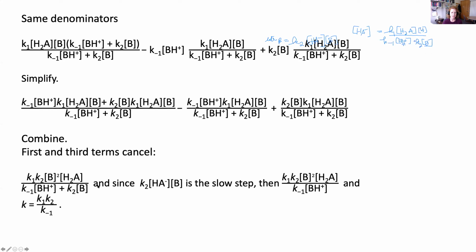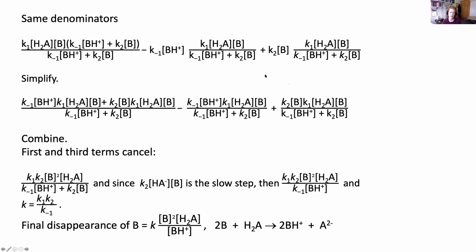We know that that second step is the slow step, so this K2 term is going to go away. And so then we end up with K1 K2 B squared H2A over K minus 1 BH plus. So this ends up being our rate for acids, for the acid reaction, if that makes sense. So again, I don't think you need to do the unnecessary math. You can just go forward.